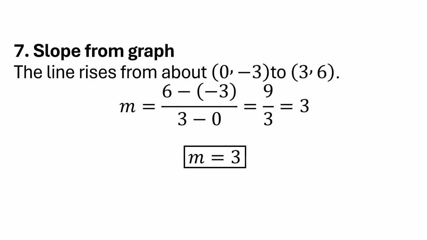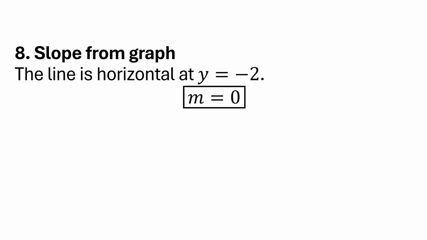This is a horizontal line. A horizontal line has no rise, so the slope is 0. This is a horizontal line. A horizontal line has no rise, so the slope is 0.